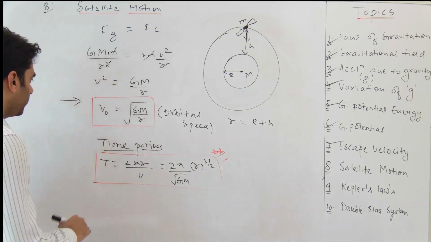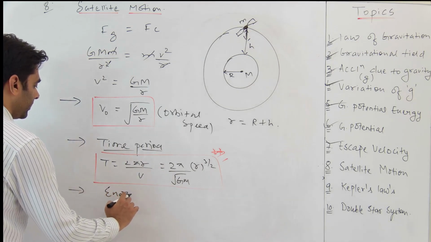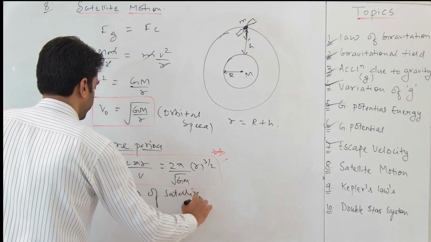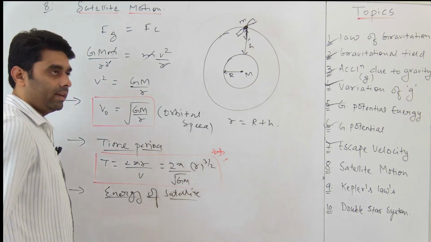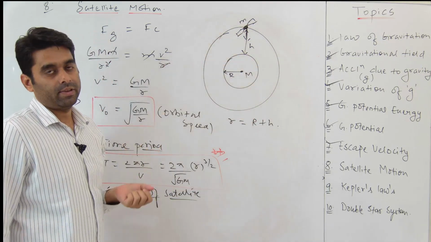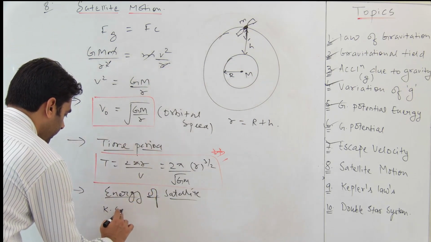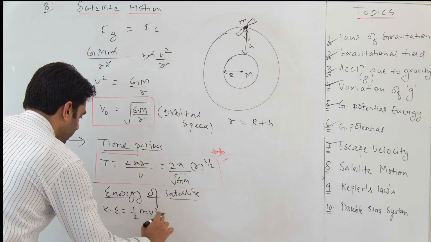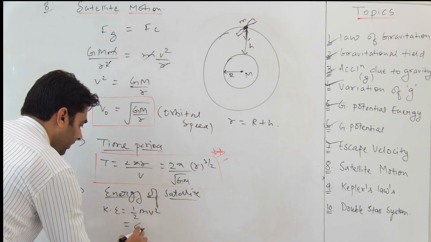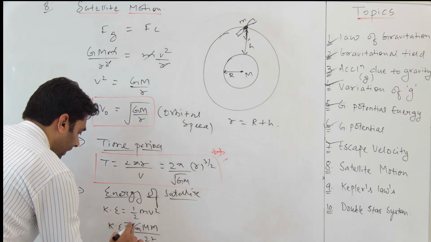Apart from this, we can look at the energy of the satellite. What all energies will it be possessing? Because this satellite is moving with a speed, it has motion, so it will possess kinetic energy. How much will the kinetic energy be? Kinetic energy we know is half m v square. When you substitute the orbital speed over here, your result will be G capital M small m by 2r. This is our kinetic energy.